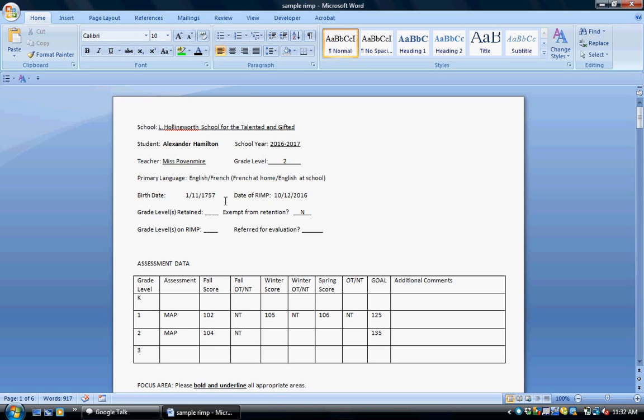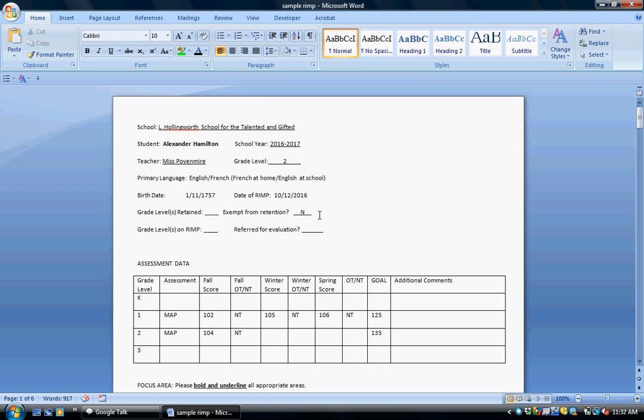His birth date, the date of the RIMP, so this is after you have all your MAP data, the Ohio reading screener is done, the Ohio writing screener is done, this is what we put. He was not retained in any grades, but if your student was, you'd put that right there. He is not exempt from retention.